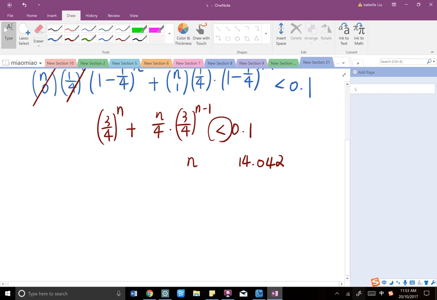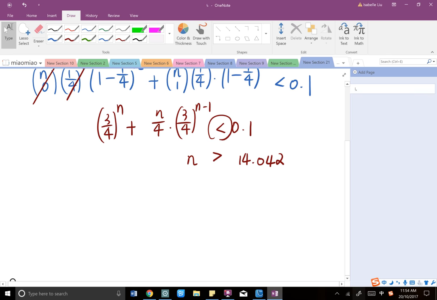Do you think I need a greater sign or smaller sign? We solved for equal, then that's an equal, but I actually need to have greater or smaller. Just have a think about what I have explained before. You want a larger number of trials or smaller number of trials? Larger. So what sign do I need to use? Larger. n needs to be larger than that value.